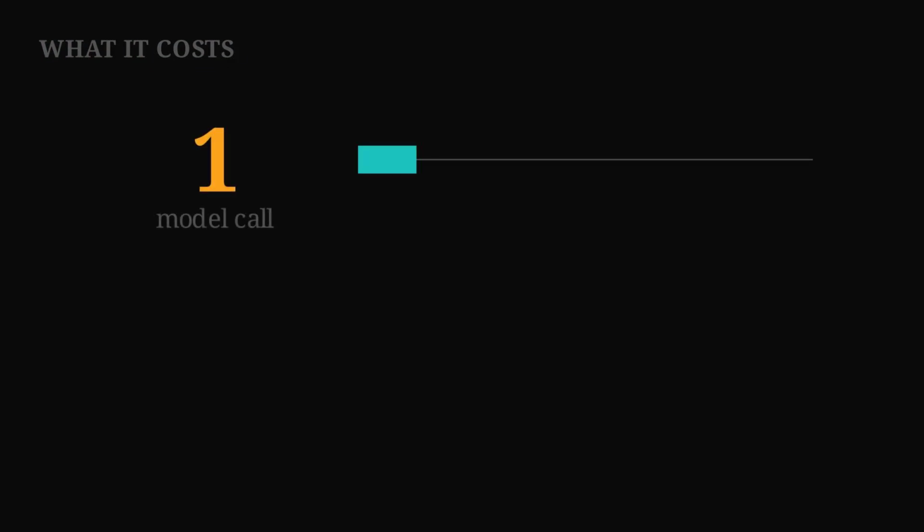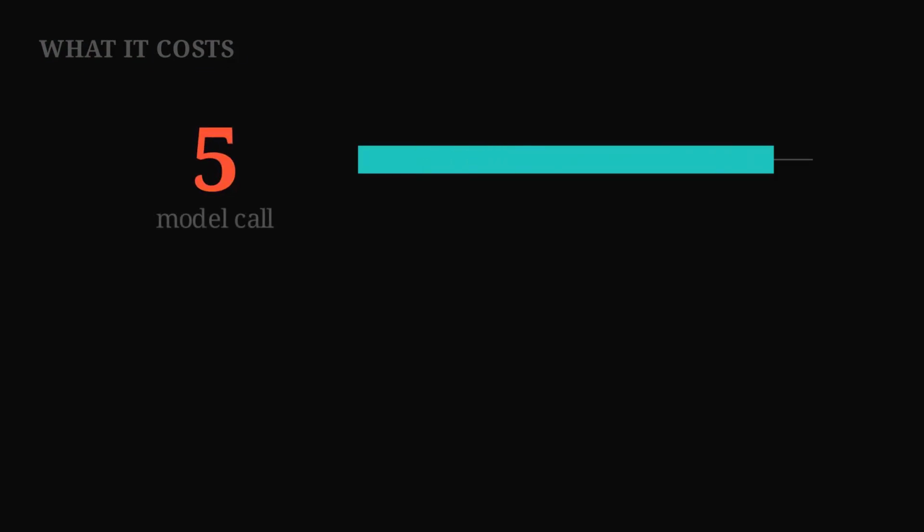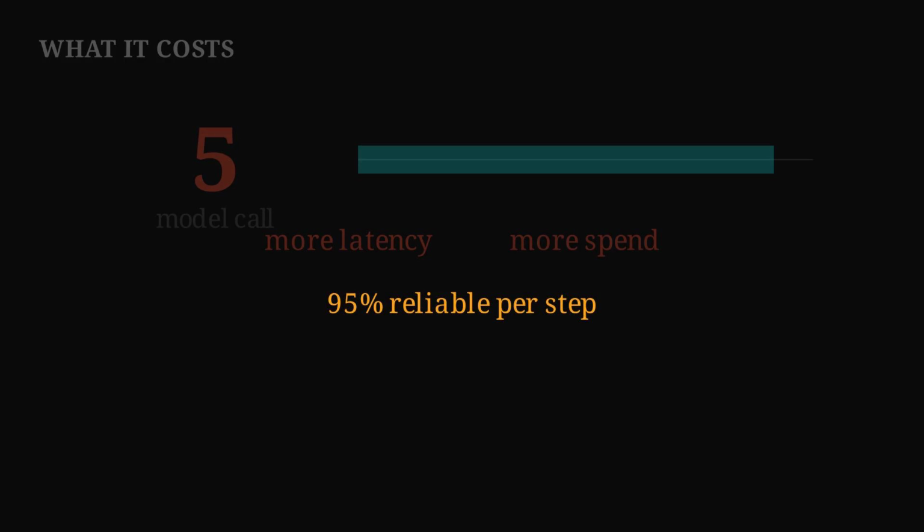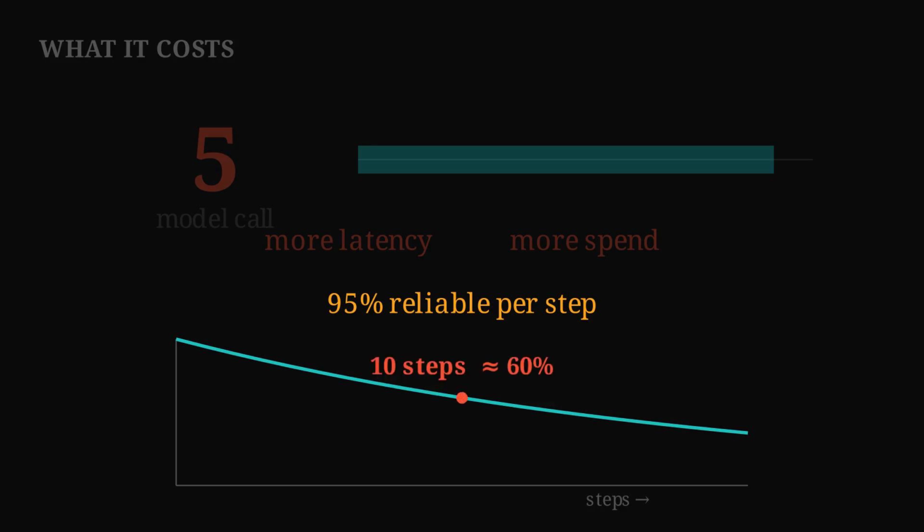None of this is free. A classic pipeline is 1 model call. An agentic one might be 5 before it answers you. That's real latency and a real bill. And every extra step is another place to go wrong. If each step works 95% of the time, 10 steps in a row only work about 60% of the time.